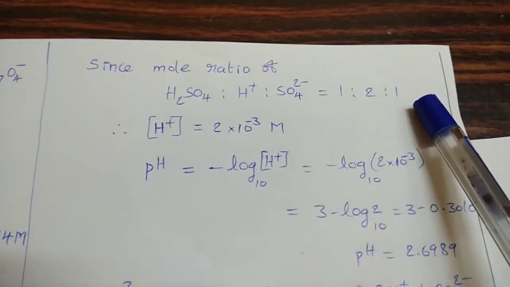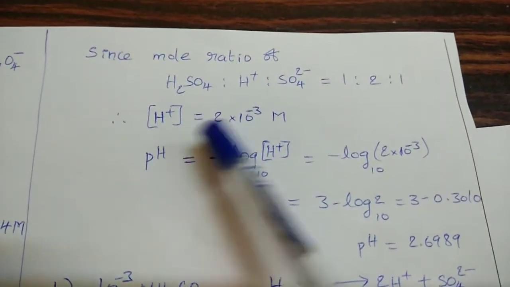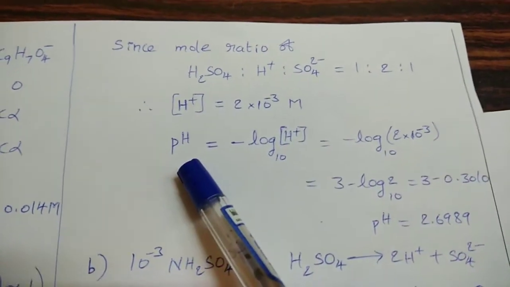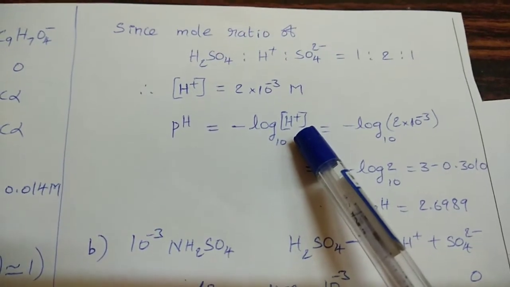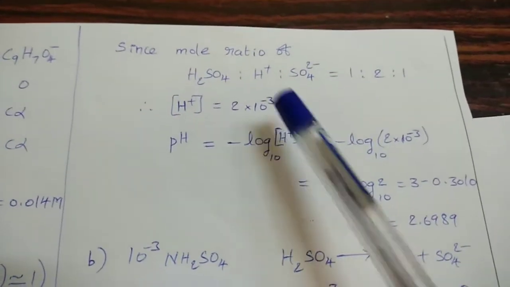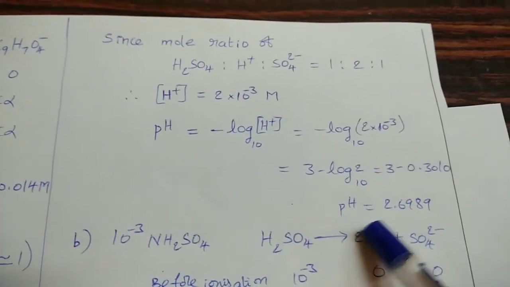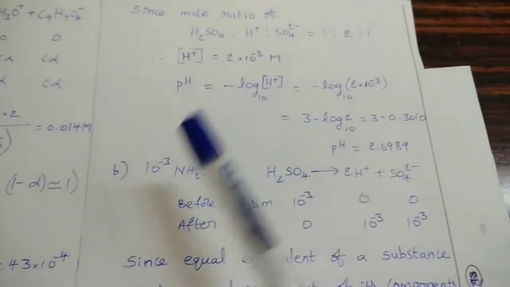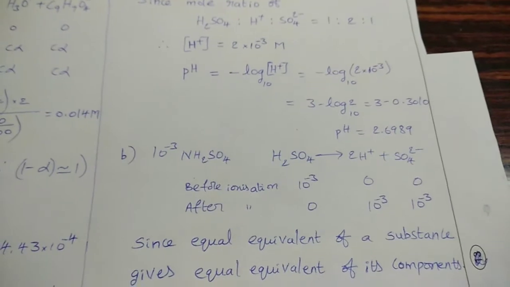Same thing we are writing, 1 is to 2 is to 1. H plus ion concentration equal to how much? 2 into 10 power minus 3 molar. pH equal to minus log of H plus ion concentration. And substitute this value, here we can get this one. pH equal to 2.6989.